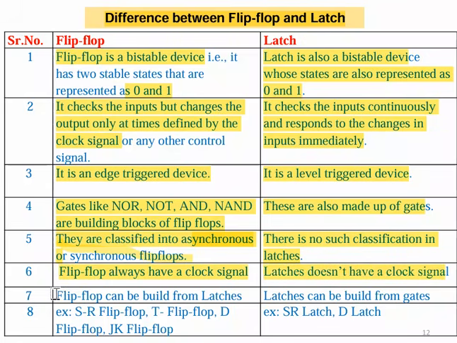The flip-flop can be made from the latches. This is important. The flip-flop can be made from the latches and latches can be made from the gates, right? Examples of the flip-flop are SR flip-flop, T flip-flop, D flip-flop, JK flip-flop, and latches के examples are the SR latch and D latch.